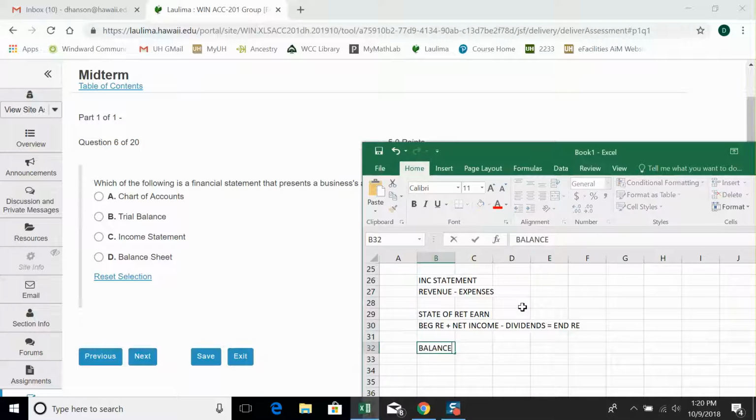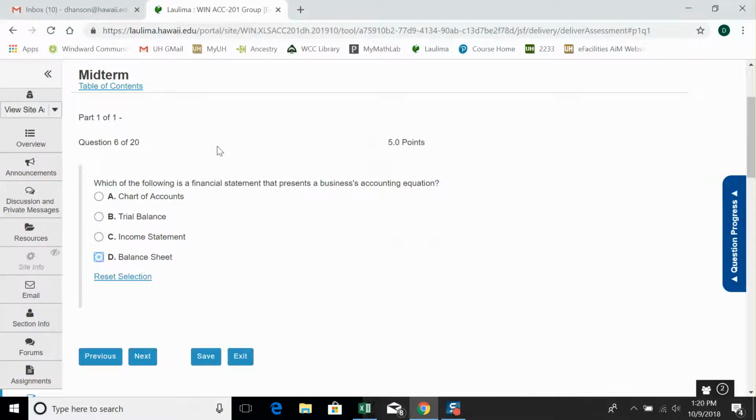Okay, balance sheet shows assets equal liabilities plus equity. Okay. So those are the three financial statements that we have focused on to this point. And obviously the balance sheet is the one that's showing the basic accounting equation. Assets equal liabilities plus equity. So I'm going to go with balance sheet.